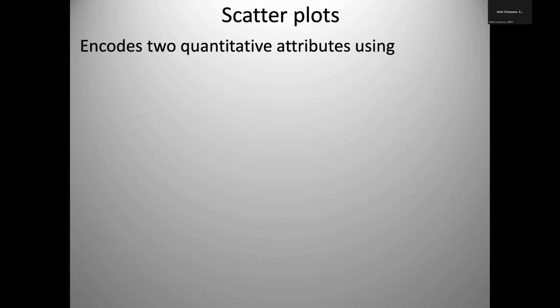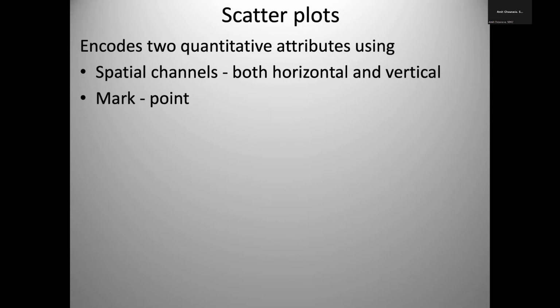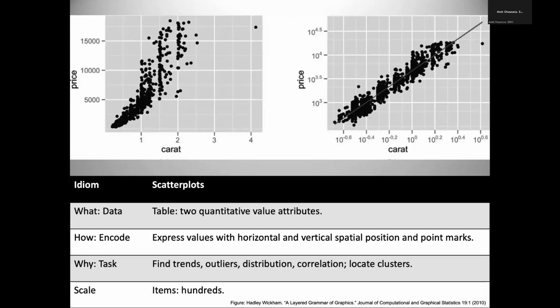Scatter plots encode two quantitative attributes using the spatial channel, in both the horizontal and vertical axes, and the mark, which is the point. So here we have a scatter plot of the price of gold. On the left side it's using a linear scale, and on the right side it's using a log scale. And it looks like gold likes to follow the log pricing quite well. It almost looks like a linear thing in a log price scale. So what are we trying to encode? We have two quantities.